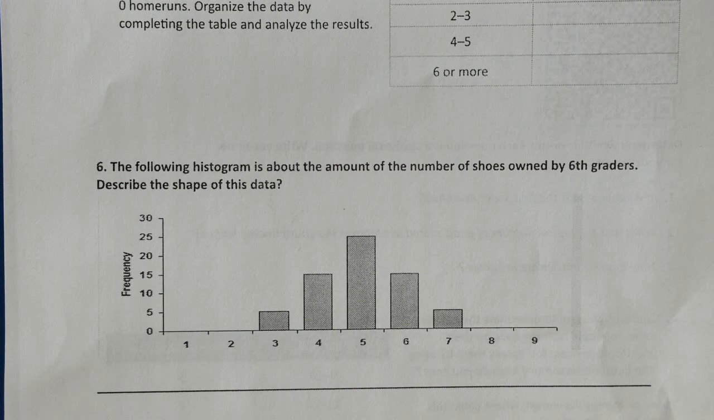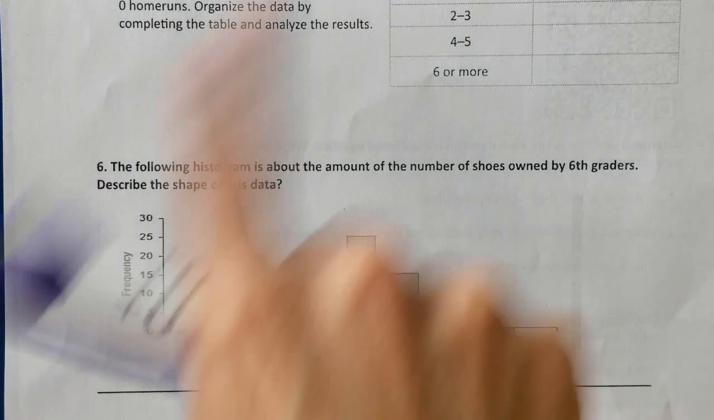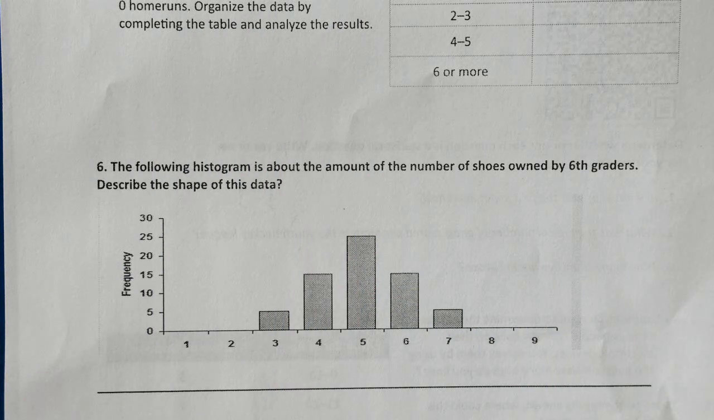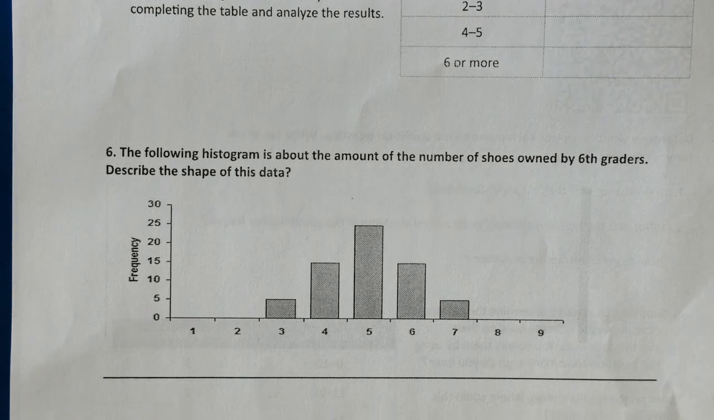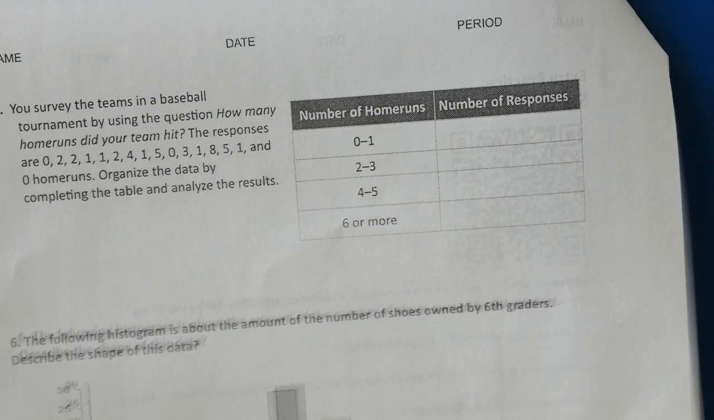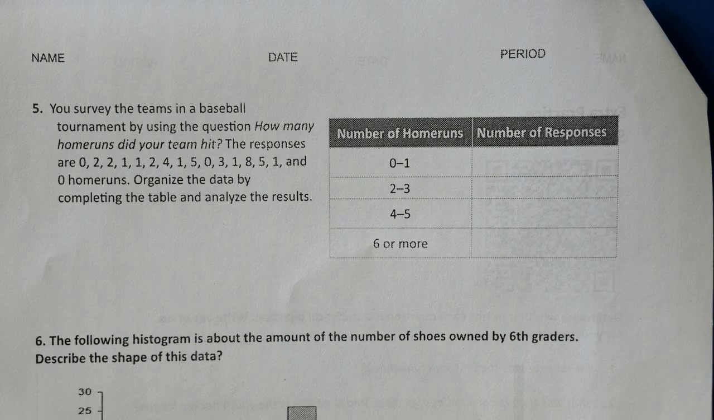All right, on this back page, I'm going to go ahead and work number 5 for you so that you can see how it goes. It says, you survey the team in a baseball tournament by using the question, how many home runs did your team hit? The responses are all of those numbers. Organize the data by completing the table and analyze the results. I guess I should have had that on there when I read, but that's okay.